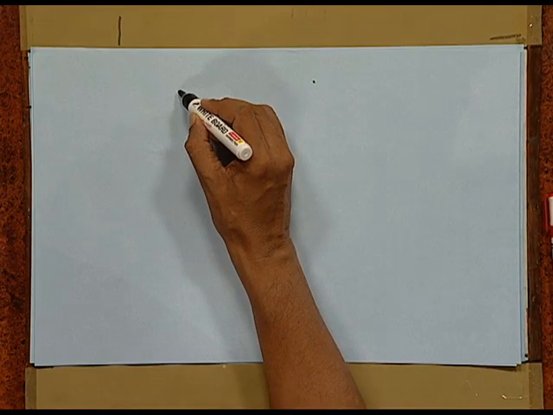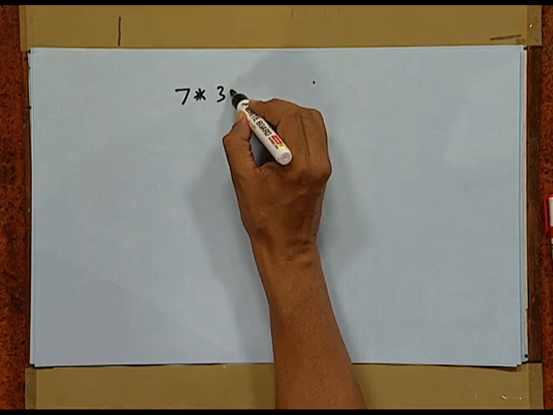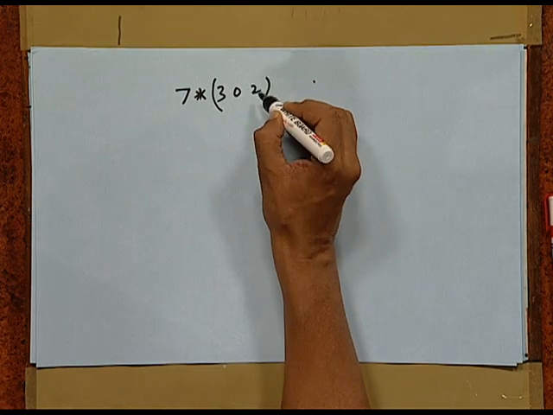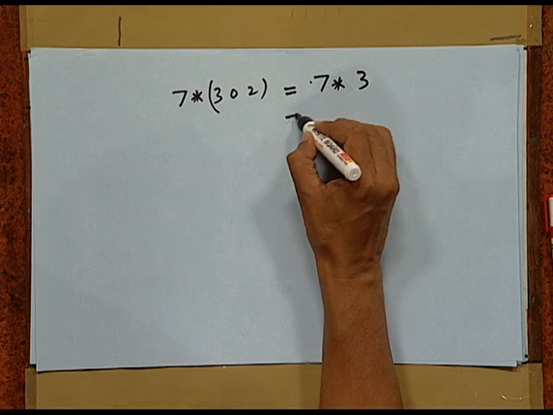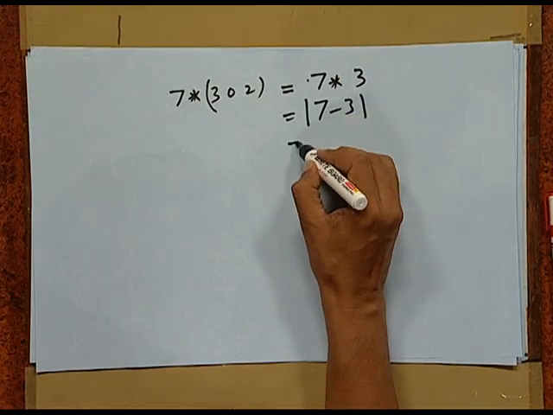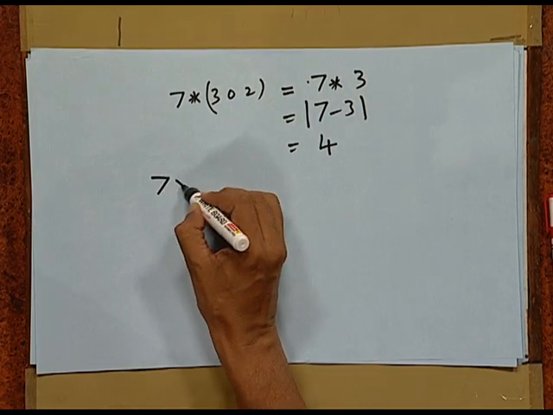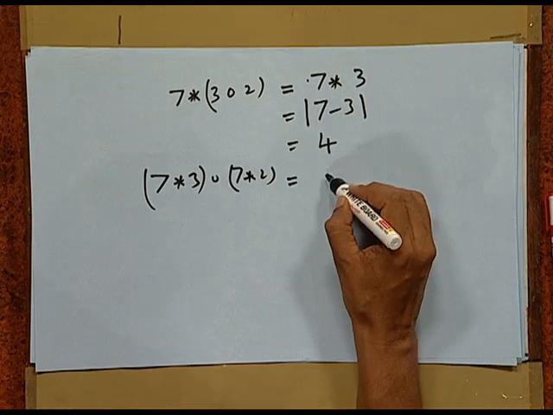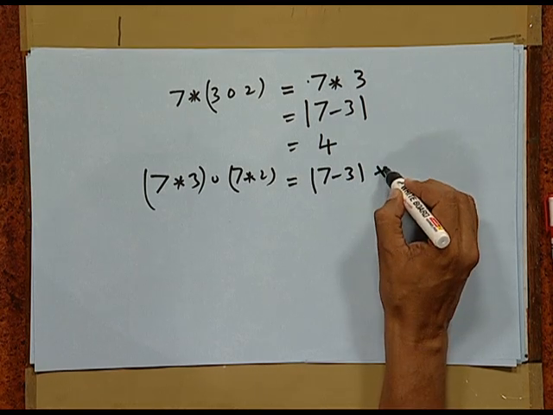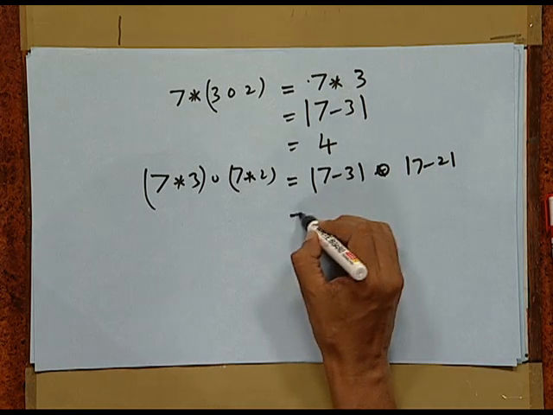For the last part of the problem, we have to show that the operation star is not distributive over the operation O. For this, we have to show a counterexample. Let us take three elements, say 7, 3 and 2. We have 7 star (3 O 2). This equals 7 star 3, that equals mod 7 minus 3, that is 4. Whereas, (7 star 3) O (7 star 2) is equal to mod 7 minus 3, O mod 7 minus 2. This gives 4.